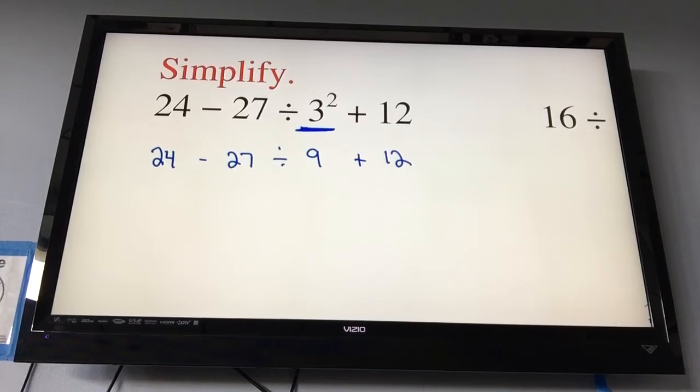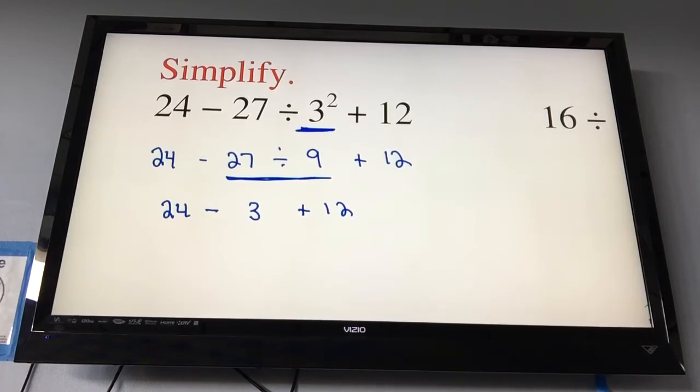Then, continuing my order of operations. Exponents are gone, so we go to multiplication or division, left to right. So when I read across, here's my division. That's my next step. And again, everything else stays the same. 24 minus, and then 27 divided by 9 is 3, plus 12 comes down.